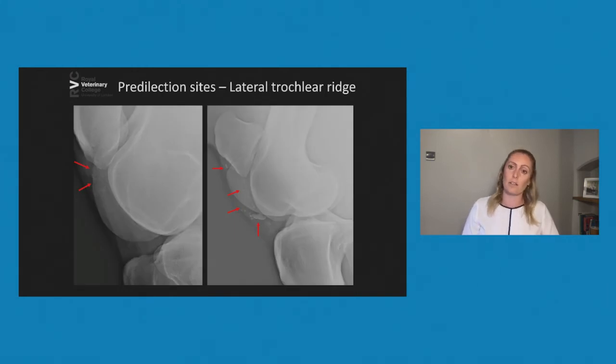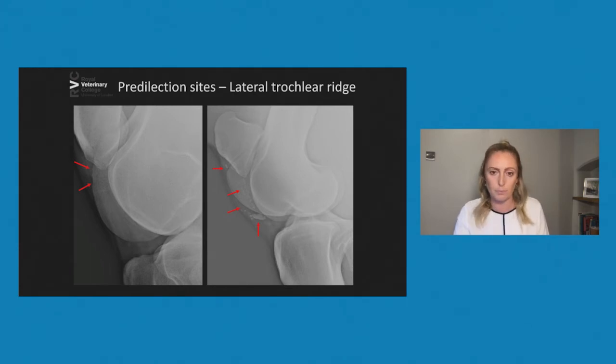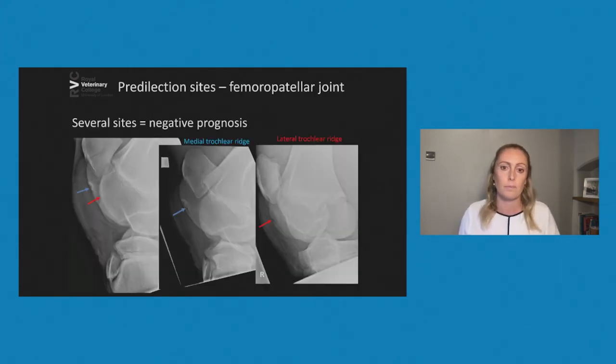Lesions of the lateral trochlear ridge can vary significantly in severity, going from a very subtle depression in the bone surface as seen on the left to severe flattening with multiple and quite large osteochondral fragments. More than one site in the same joint can also occur, as we've seen in this example a few times, and this will lead to a worse prognosis.